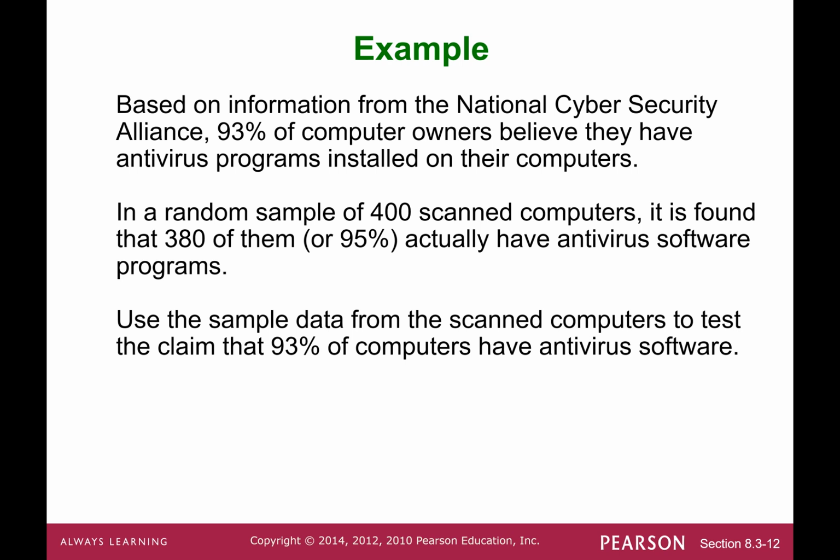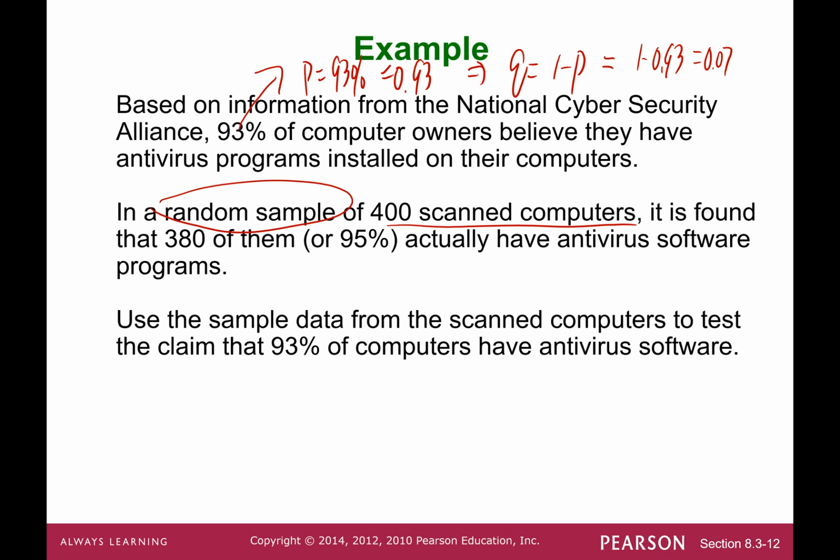Now let's take a look at an example based on information from the National Cybersecurity Alliance. 93% of computer owners believe they have an antivirus program installed on their computer. Here the population proportion p is 93%, which is 0.93. From there we know q must be 1 minus p, 1 minus 0.93, which is 0.07. In a random sample, 400 computers were scanned and 380 of them actually have antivirus software. That means p hat is 380 divided by 400, which turns out to be 0.95. Then q hat must be 1 minus p hat, 1 minus 0.95, which is 0.05.